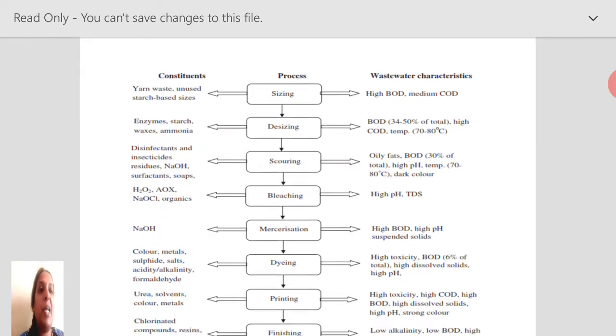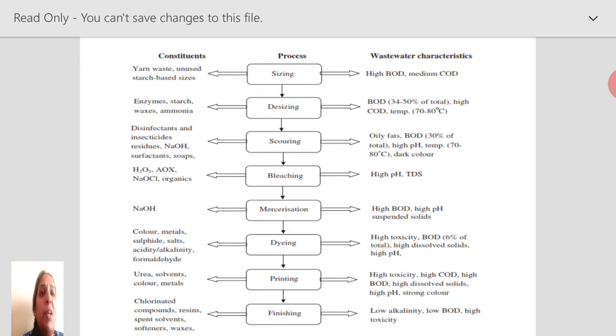So this is the wastewater characteristics coming out from each of the units. As I already said: sizing, desizing, scouring and bleaching, mercerization. These are the wet processes which contribute to the wastewater in the textile industry. In the sizing unit, you will have high BOD as well as medium COD. And in desizing, enzymes, starch, waxes and ammonia are used as constituents, and you will get BOD, high COD as well as temperature.